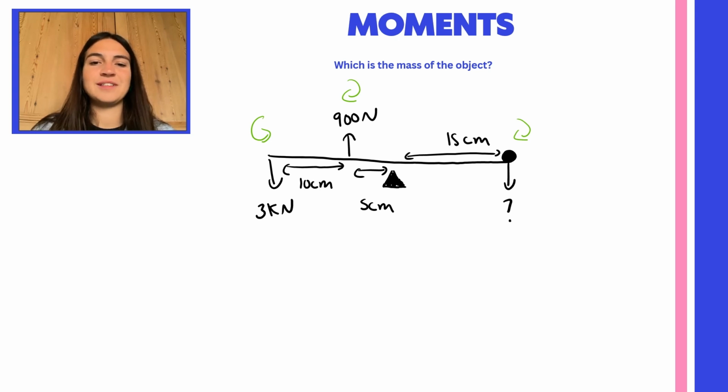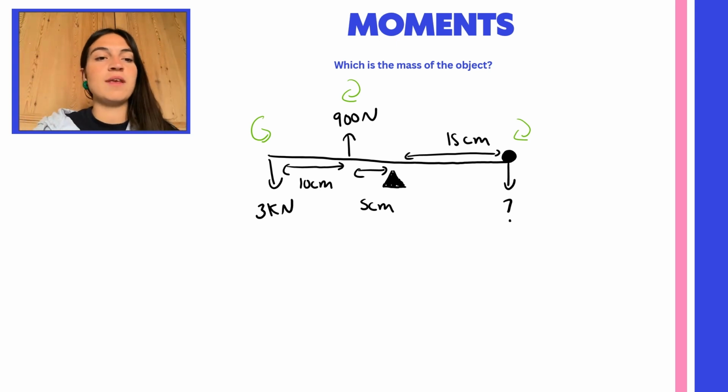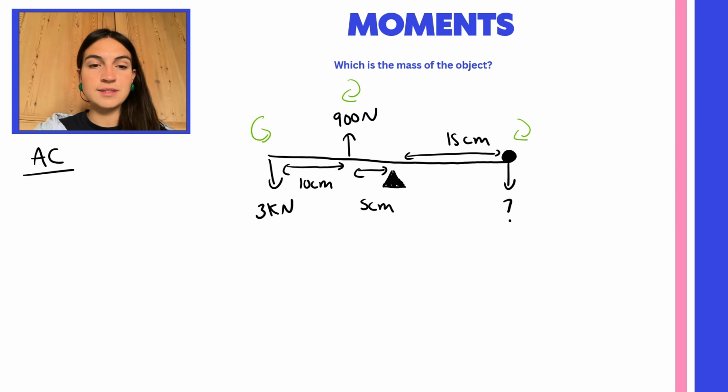Okay, next we have a similar scenario. I've already drawn in clockwise and anti-clockwise stuff for you, and we've got all the distances there. I am trying to find what is the mass of the object on the end there so that this bar is in equilibrium. So again, I'm going to be using my principle of moments. Clockwise moments equals anti-clockwise moments. And my first step is to therefore find all of those individual moments. So let's start with the anti-clockwise moments. So that is just from my 3 kilonewton force there. So it's a force times a distance.